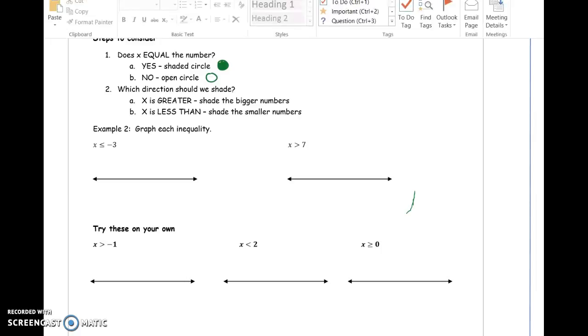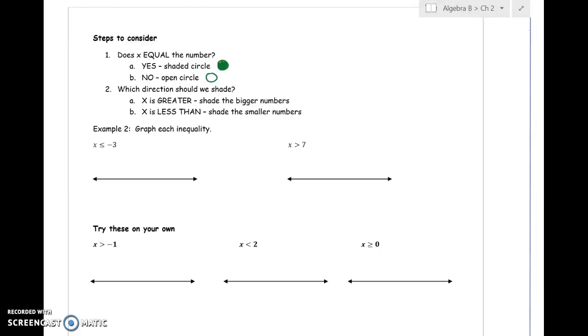Which direction should we shade? If it's greater than, we shade the bigger numbers. If it's less than, we shade the smaller numbers. Here's a hint for you. As long as the x is written on the left, if it's a greater than symbol, use that symbol like an arrowhead. Turn that into an arrow and it points which direction you need to shade. If it's a less than symbol, make that an arrow. It points which direction you need to shade.